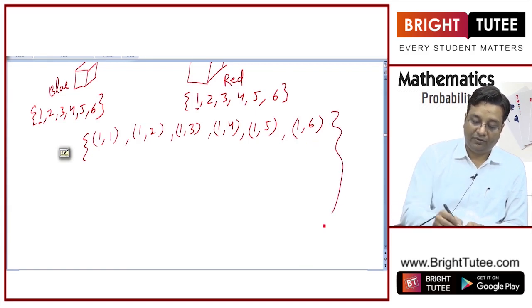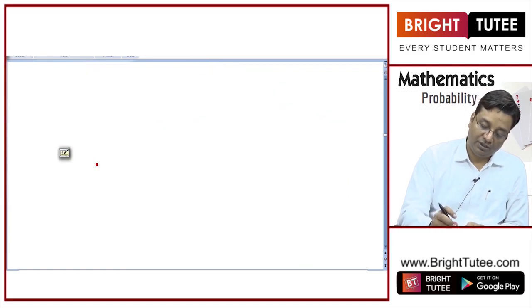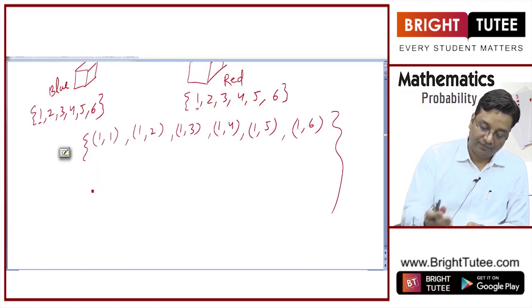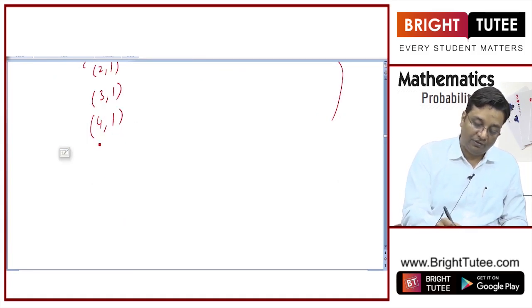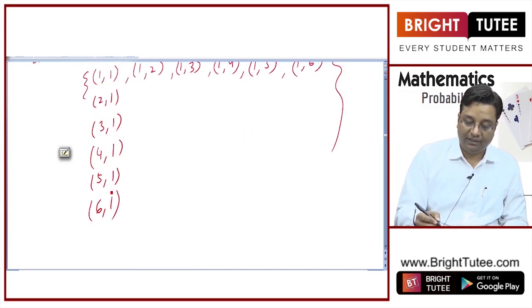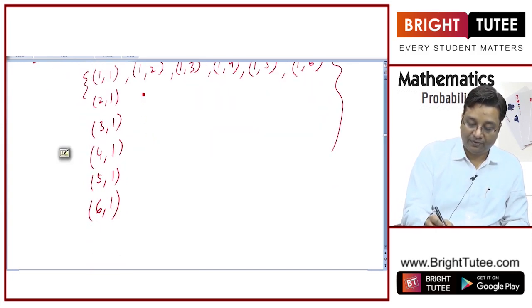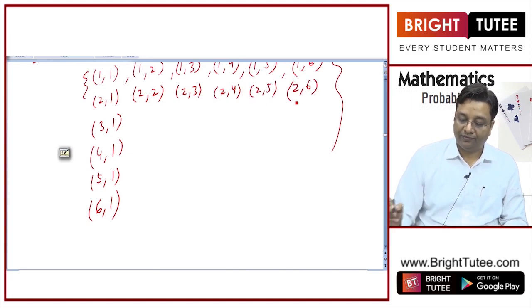So, this is the kind of table that you can make. First shows, or we will use this bracket here. First shows 2, second 1. First shows 3, second 1. First shows 4, second shows 1. First shows 5, second shows 1. First 6, second 1, right. Keep on doing like this: 2, 2; 2, 3; 2, 4; 2, 5; 2, 6, right.